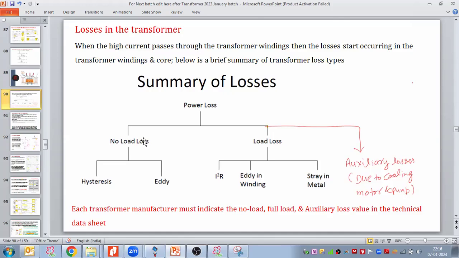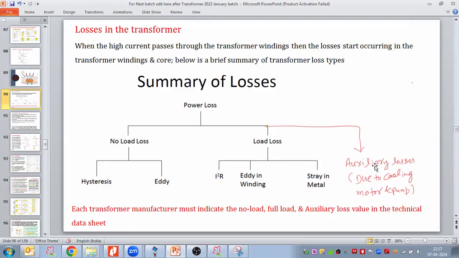No load loss means the transformer is not connected to a load. If we just connect the transformer to the supply, with no load running, there is still loss in the transformer. Those losses we refer to as no load losses, and they are hysteresis losses and eddy current losses. When the transformer is connected to the load, with full load on the transformer, the losses occurring in the winding, like I square R, eddy in winding and stray in metal, come under the transformer full load or load loss.